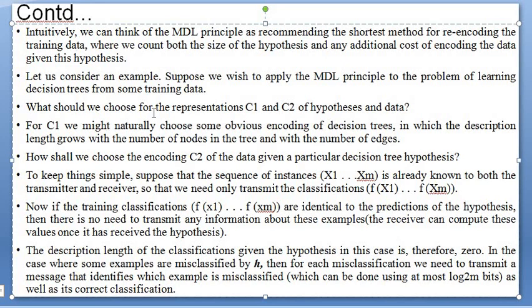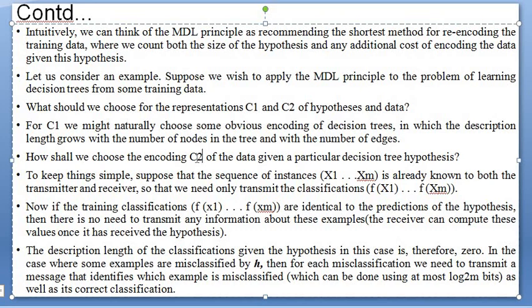Let us consider another representation over here. We know that C1 and C2 are codes for the hypothesis and the data. For C1, we might naturally choose some obvious encoding of a decision tree in which the description length grows with the number of nodes in the tree and the number of edges. We already know that if the tree grows, the number of nodes will increase and the number of edges will also increase. So we consider C1 the optimal encoding for a decision tree, where it grows as the number of nodes and edges increase.